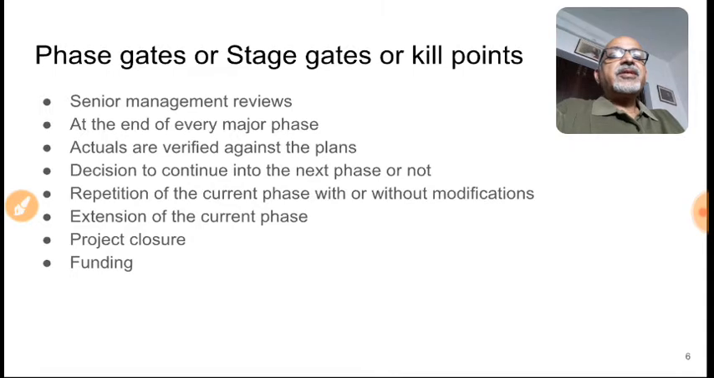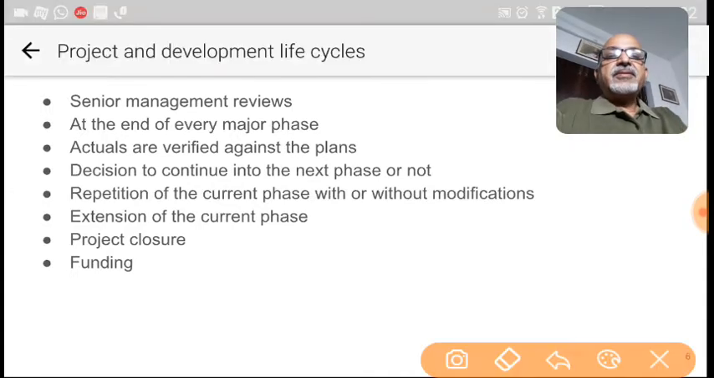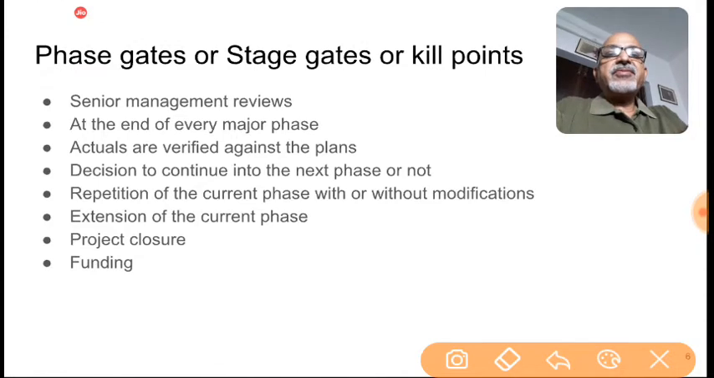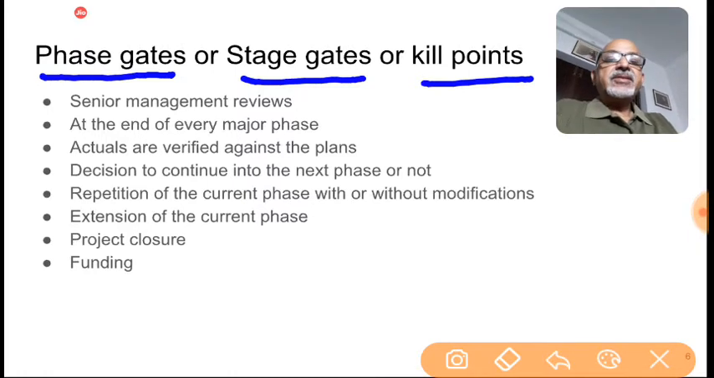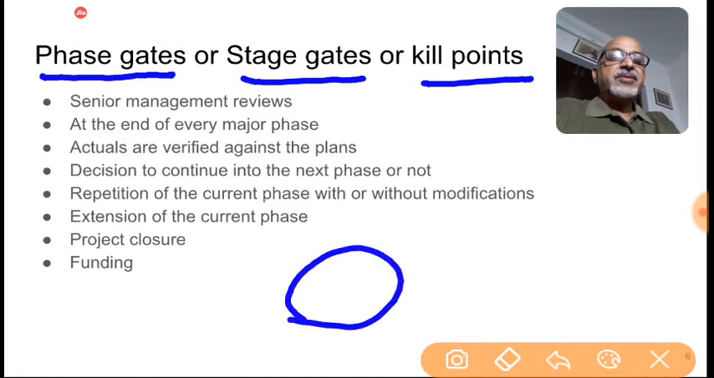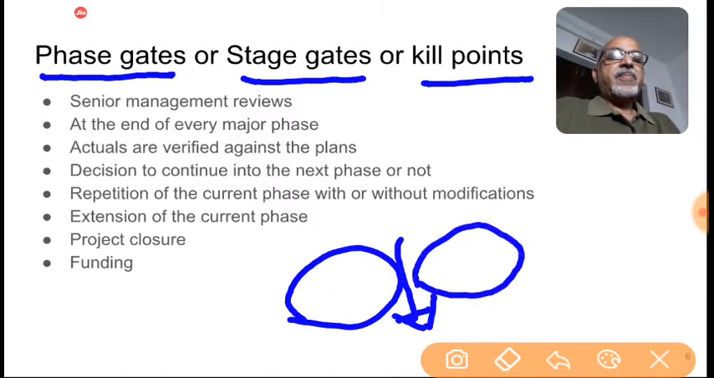The phase gates or stage gates or kill points. See, these are the terminologies used for the same thing. Phase gates or stage gates or kill points. All these things it's all same. That means at the end of a phase, a detailed senior management review happens to see whether the project can proceed into the subsequent phase. So these are actually senior management reviews. It happens at the end of every major phase, and it happens at the end of the project as well. Actuals are verified against the plans. Decision to continue into the next phase or not, these decisions are taken.